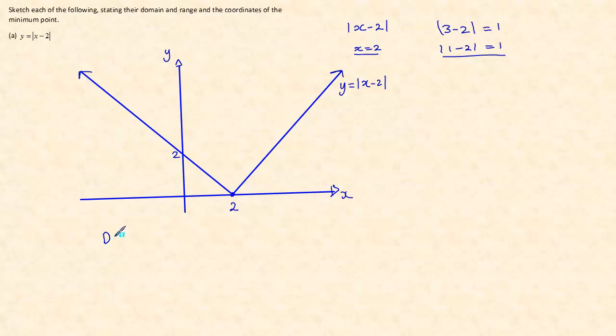So the domain, there's no problem, we can put any value of x in here. So x is a real. If we look at the range, if we think about our glass elevator, we're only going to see curve from 0 upwards. So y is a real, but y is greater than or equal to 0, and the minimum is at 2, 0.